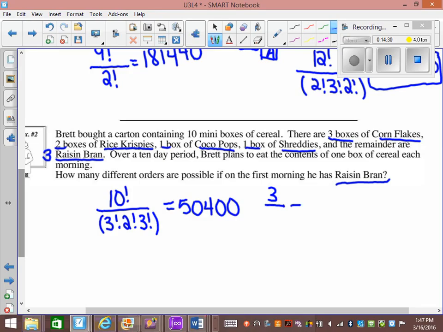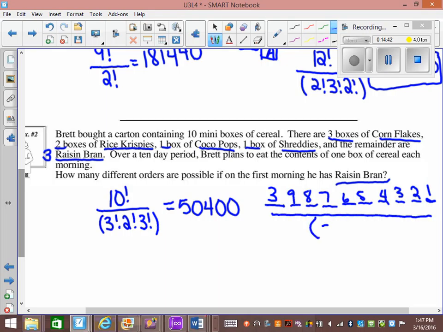And then how many boxes do I have left? 9, 8, 7, 6, 5, 4, 3, 2, 1. All over 3 factorial, 2 factorial, 3 factorial.